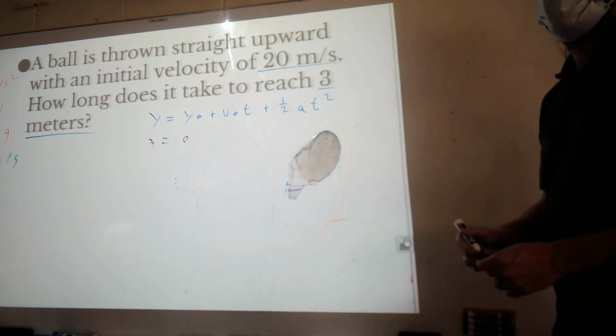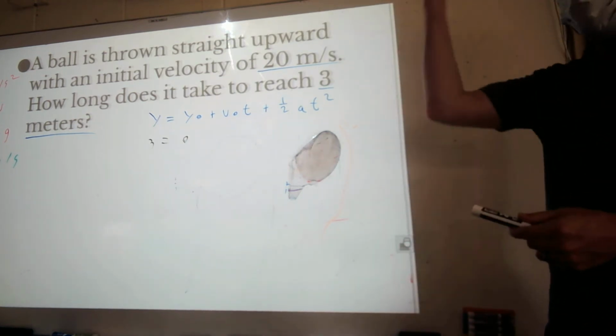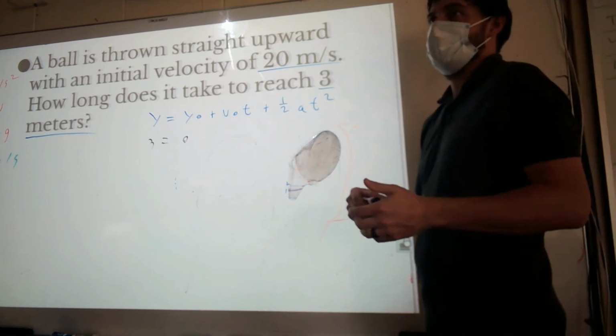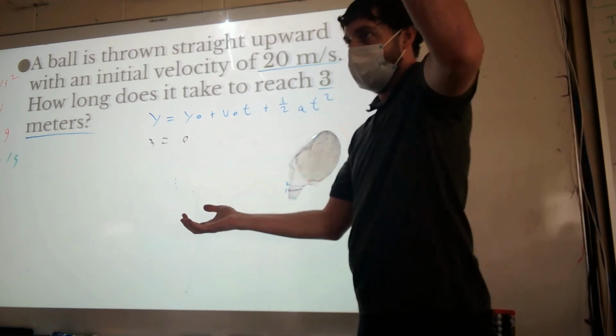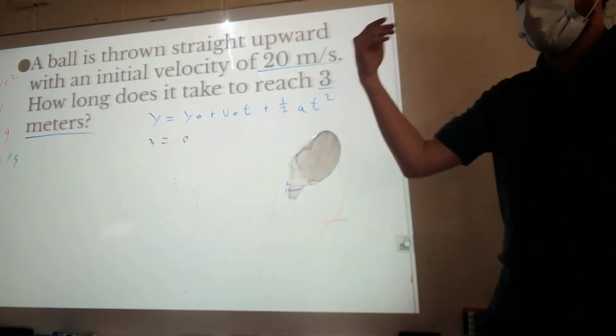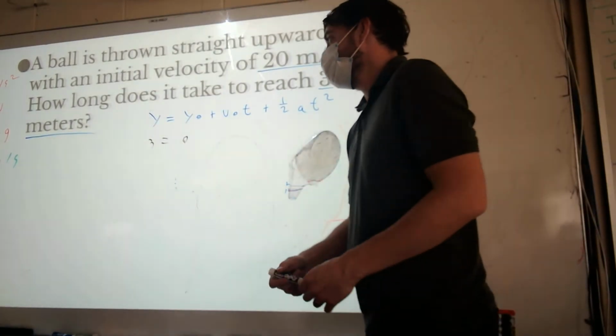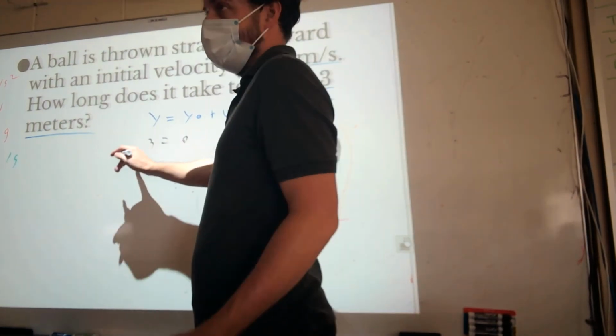But it says 3 meters from where you're starting it. So it doesn't matter what y0 is, it's always going to be 3 meters from that point. If you started at 5 meters, you want to go up to 8. If you started at 10, you want to go up to 13. It's always going to be 3 meters, because you just subtract and end up with 3, right?